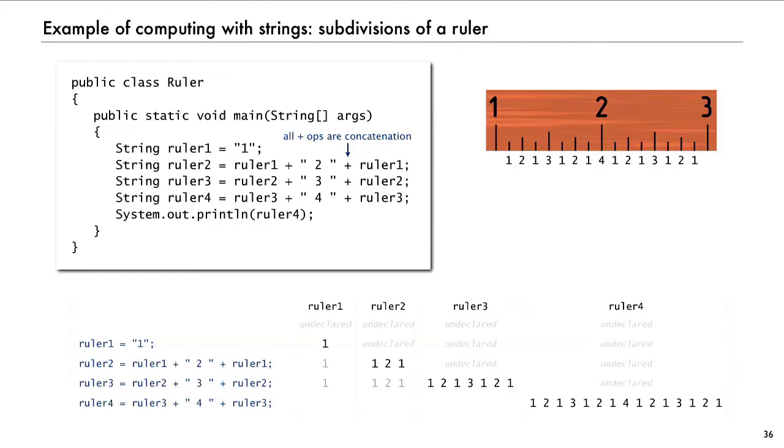And then if we want to see what string we got, all we have to use is print line, just like we did for hello world. With hello world, we had the string hello world. Now we've got the string ruler 4. And so when we run this program, we get this string printed out. And we've got a program that computed something interesting just with string operations. So we type Java ruler, we get that string out.